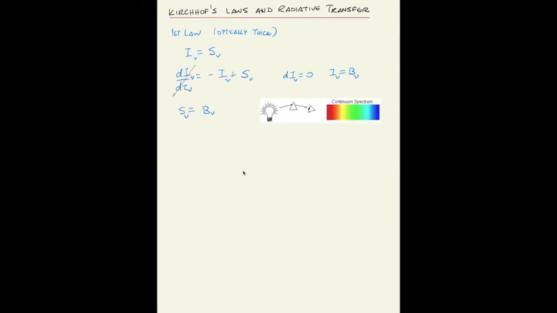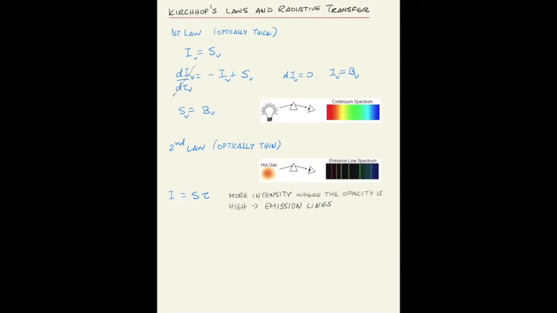Let's look at the second law, the emission spectrum. That's the case of optically thin. In the optically thin case, we already derived what the intensity would be. If you don't have a background illumination, the intensity is the source function times the optical depth. That means that the intensity will be high where the optical depth is high. Since there is no background intensity, these are seen as emission lines.